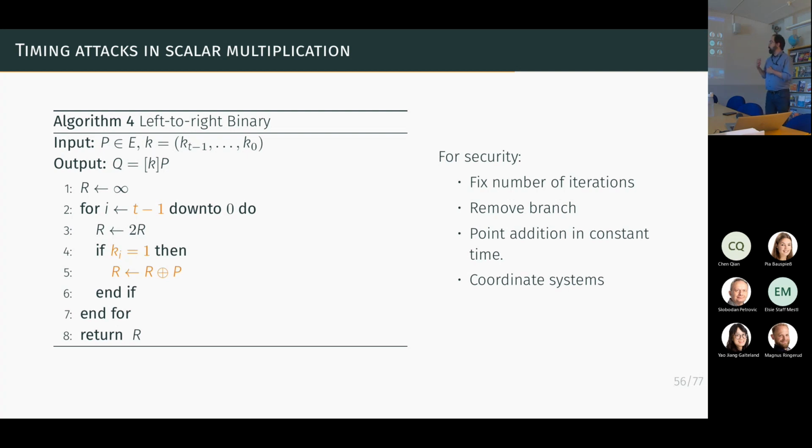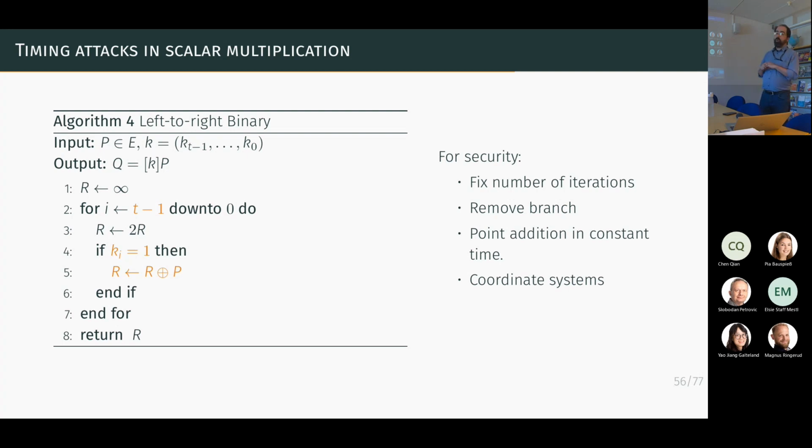Obviously, as we talked about, there are multiple problems here. One is the loop runs for as many bits k has. That's not good because it leaks how long k is. K will be, on average, at most 1 bit off the group order, but we don't want that. We want it to be regular. We don't want to leak anything about k.